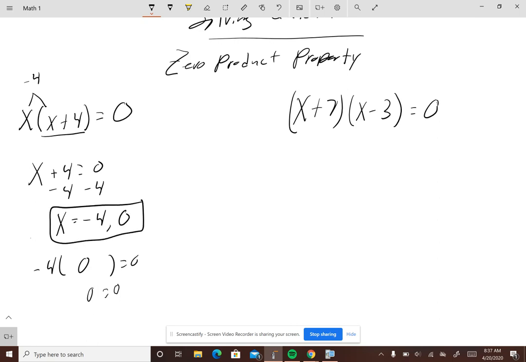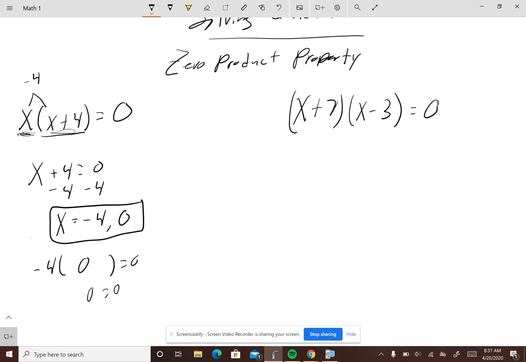When we plugged in, we found what would make it 0 when this side was equal to 0, and then what would make it equal to 0 with this side. And using that, we can use it on many quadratics. This thing called the zero product property just means that we want to get one thing equal to 0, so the whole thing will be 0. So let's look at this over here.